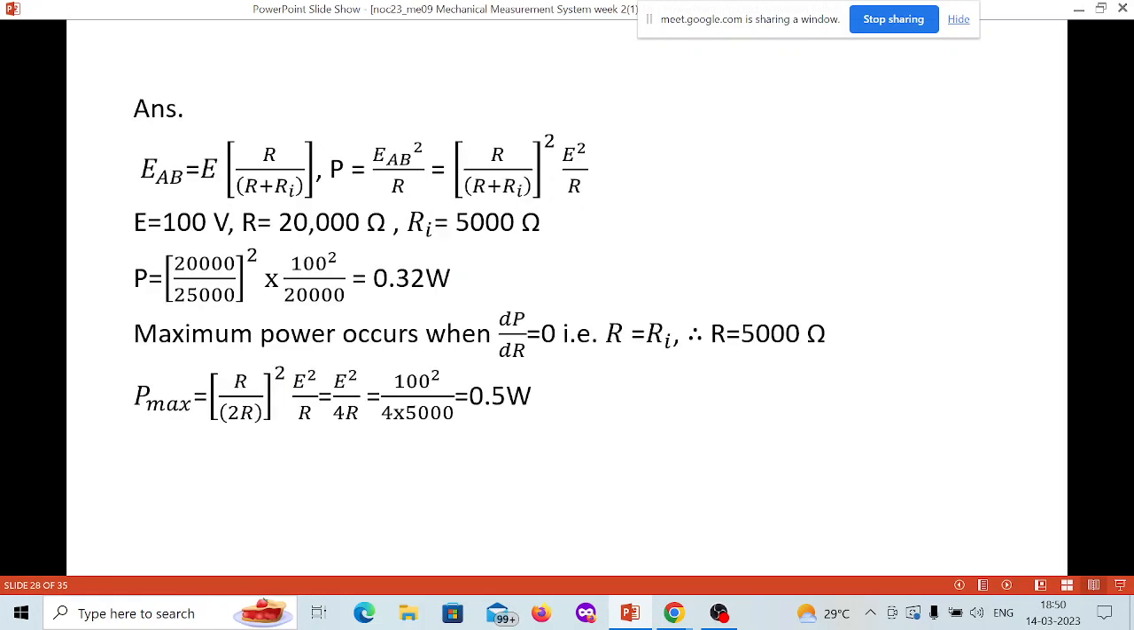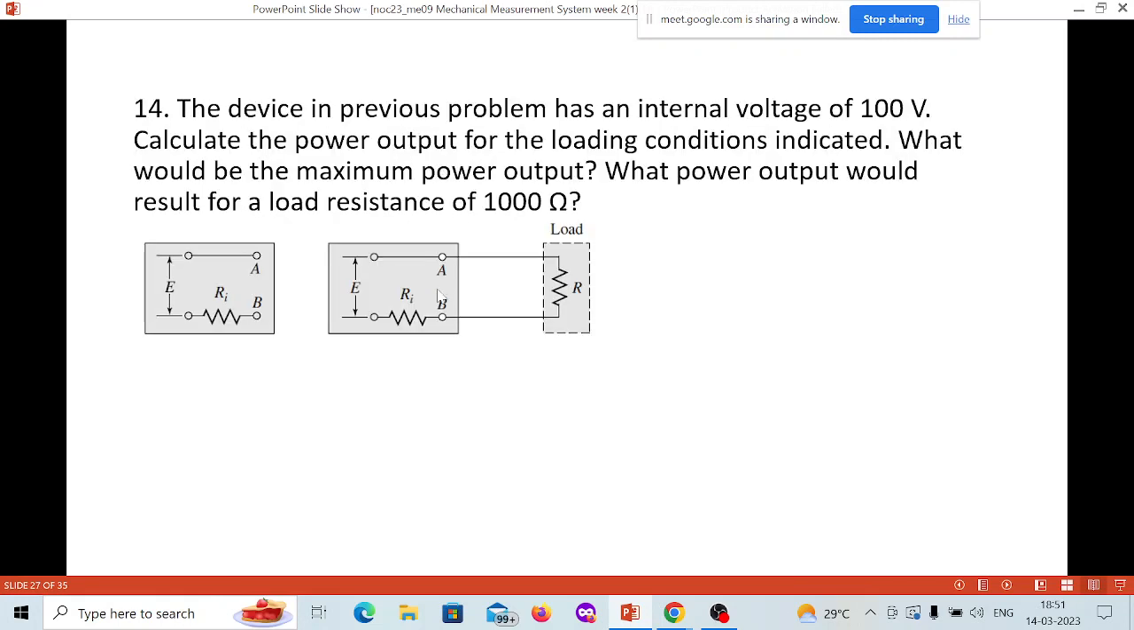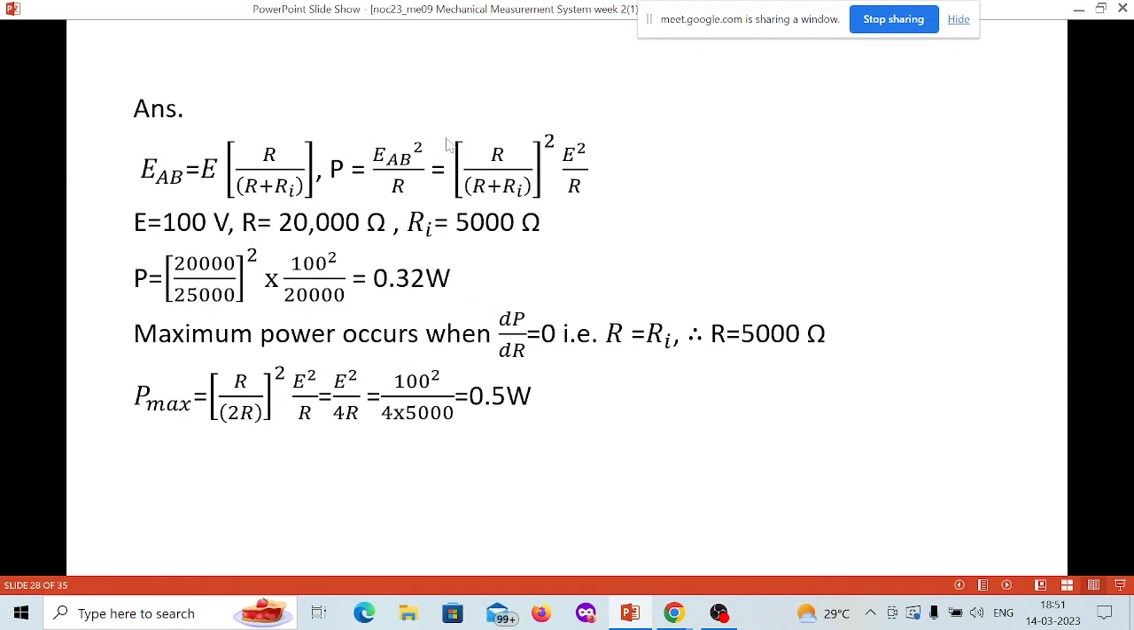We'll see. In the first part, we know the relation between the internal voltage and the total voltage. So EAB is E into R by R plus Ri. Power is voltage into current, and we know current across EAB is EAB by R, and into voltage, so EAB square by R. If you substitute the EAB relation, we get E square by R into R by R plus Ri the whole square. So we have the relation between power, the voltage and the resistances.